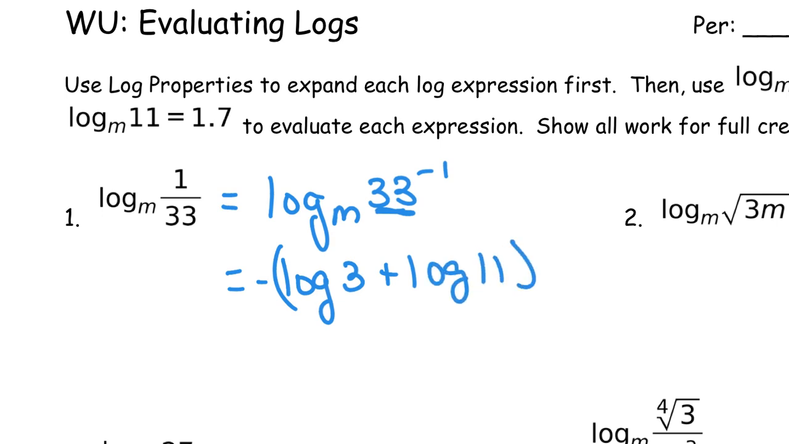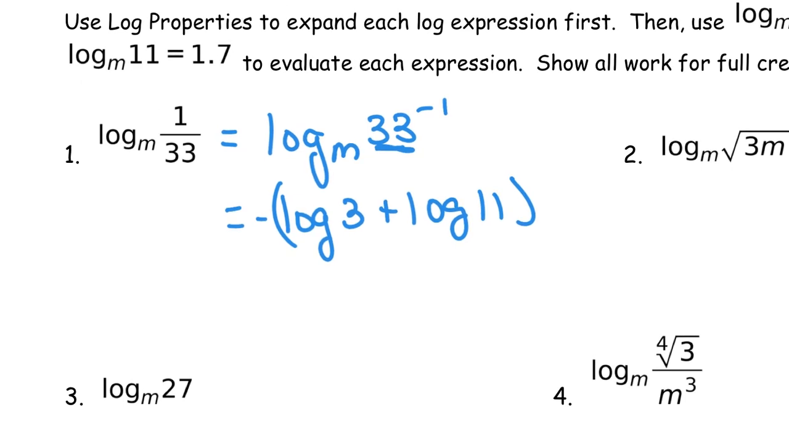Everybody okay with that? And then I know that log 3 equals what? 0.8. And log 11 equals 1.7. So we get negative 2.5. Right? Okay.